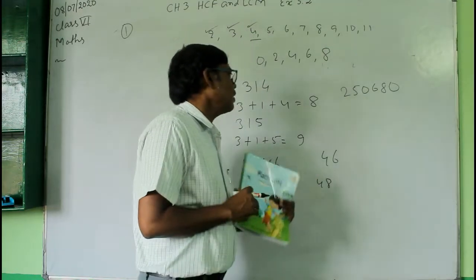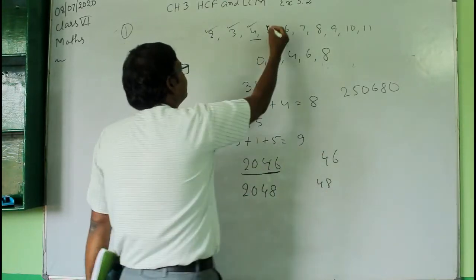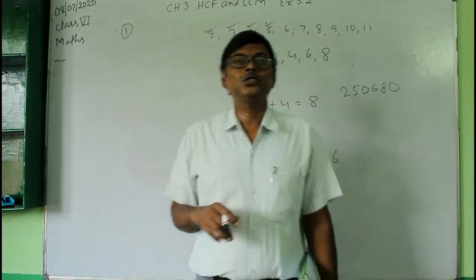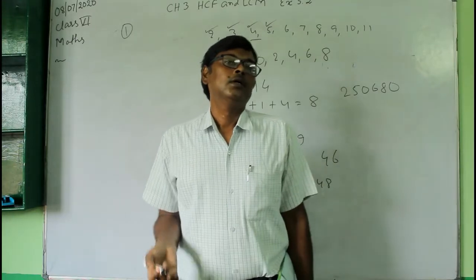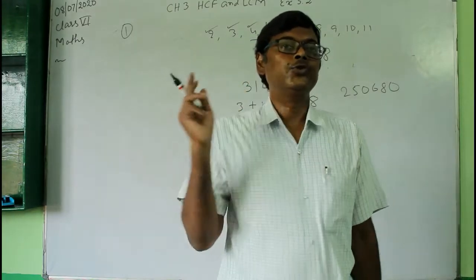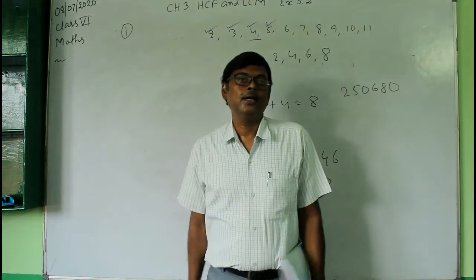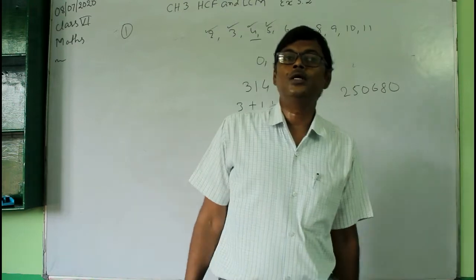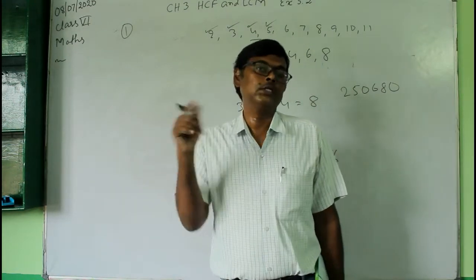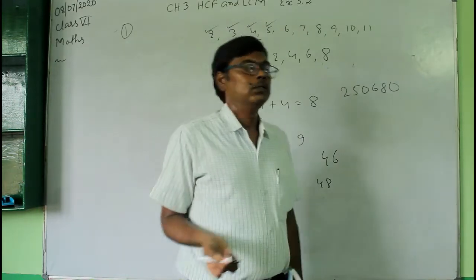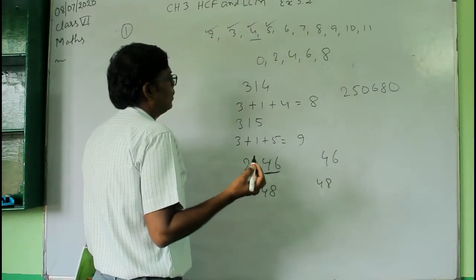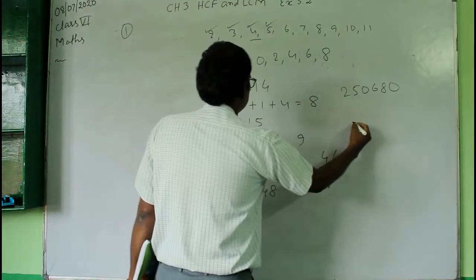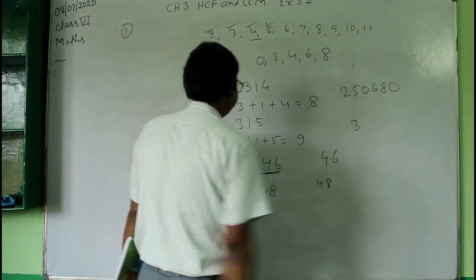Okay, so 5 is done, then 6. Now any number will be divisible by 6 only when that number is divisible by 2 as well as 3. That means any number will be divisible by 6 only if it is divisible by both 2 and 3. Only then will it be divisible by 6. For example, let us take an example, suppose 300.